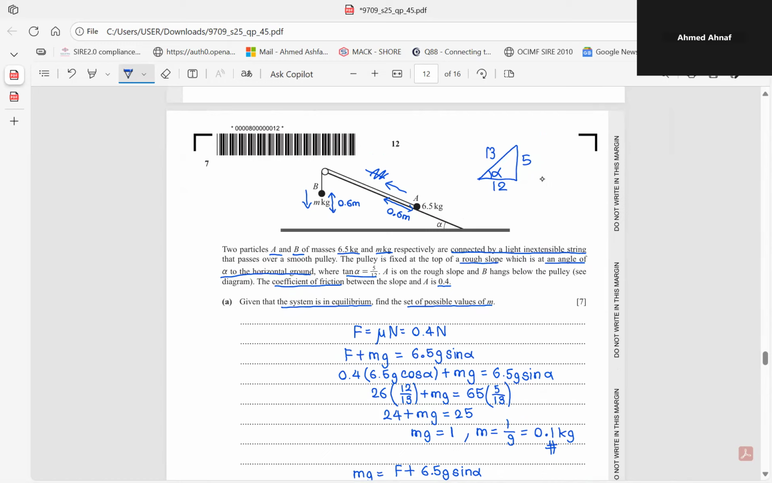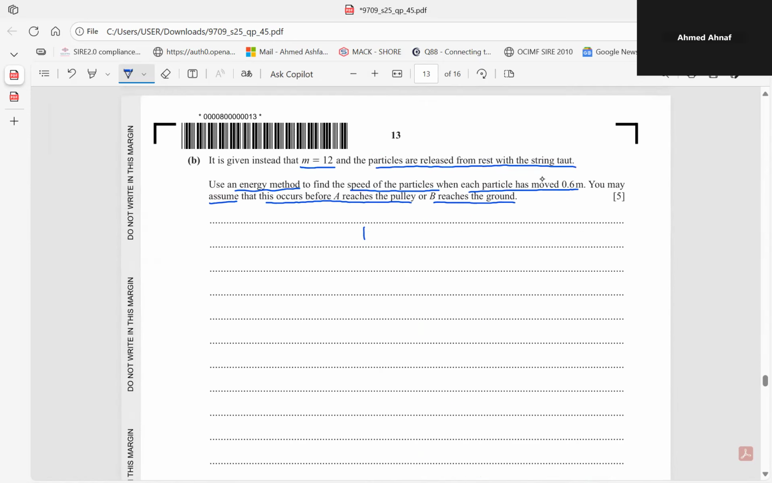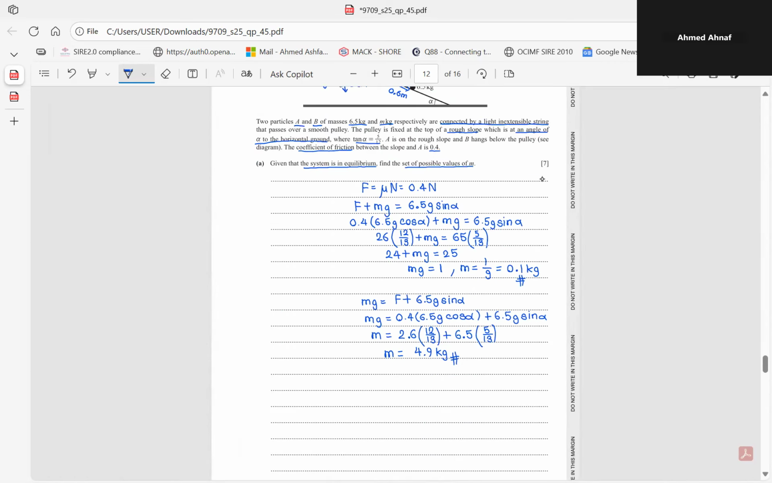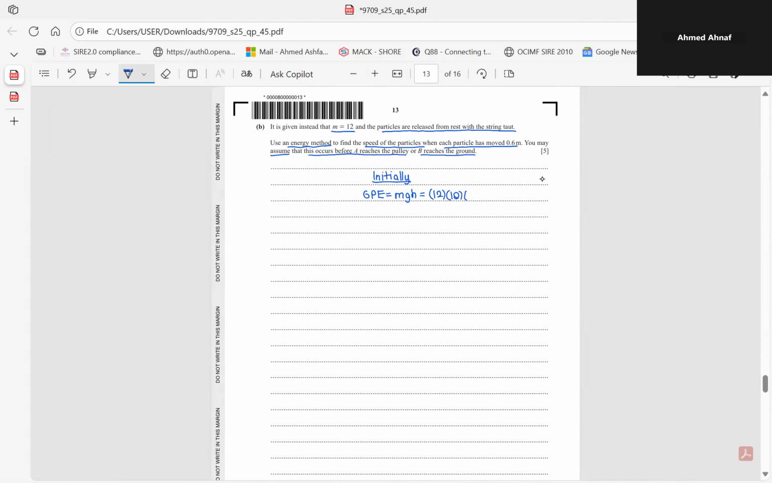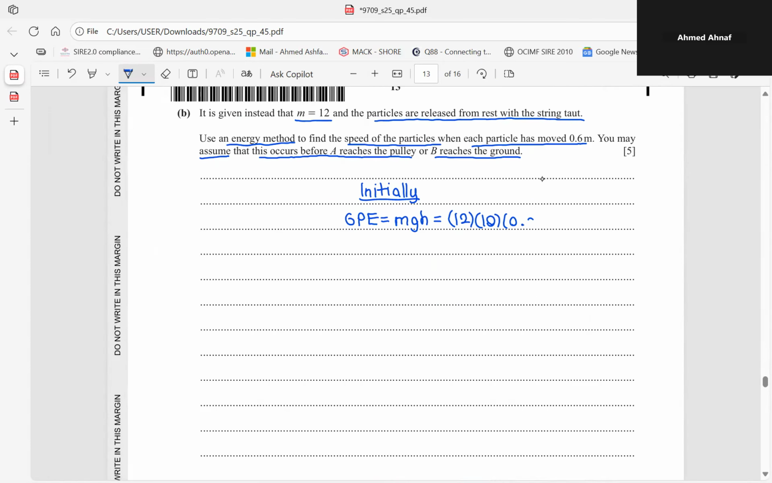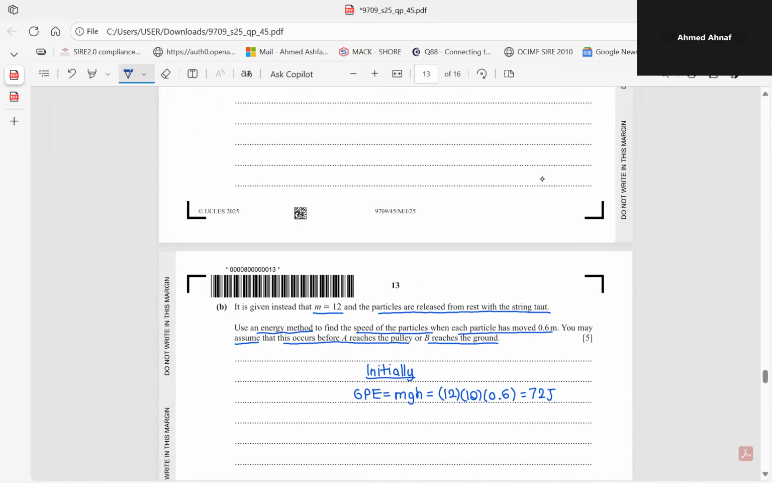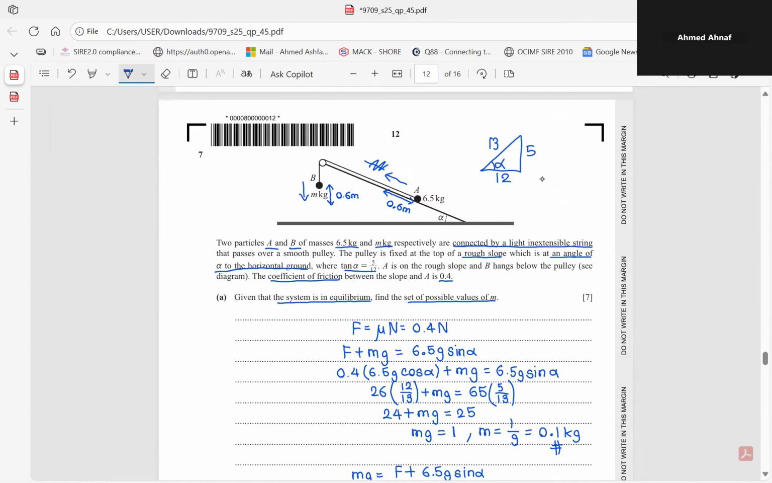So B has GPE. Initially, GPE equals mgh, and m is 12, g is 10, and h is 0.6. So this is going to be 72 joules. So this was the GPE initially. There was no other energy.